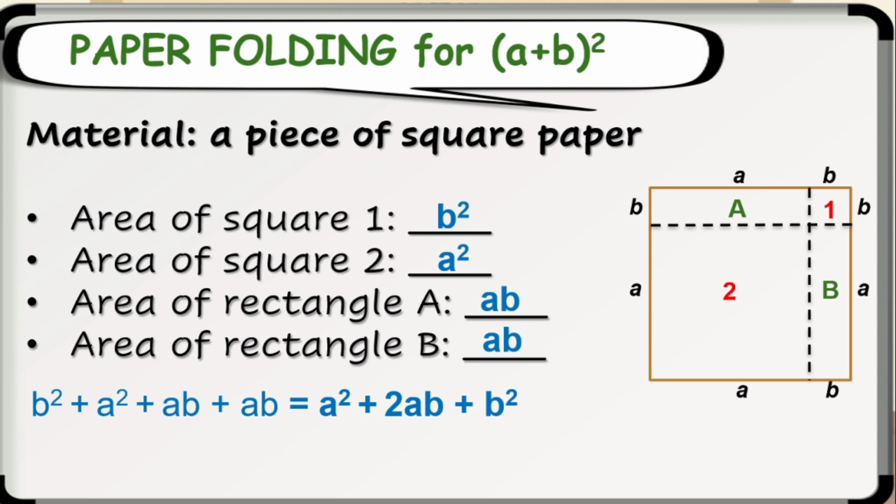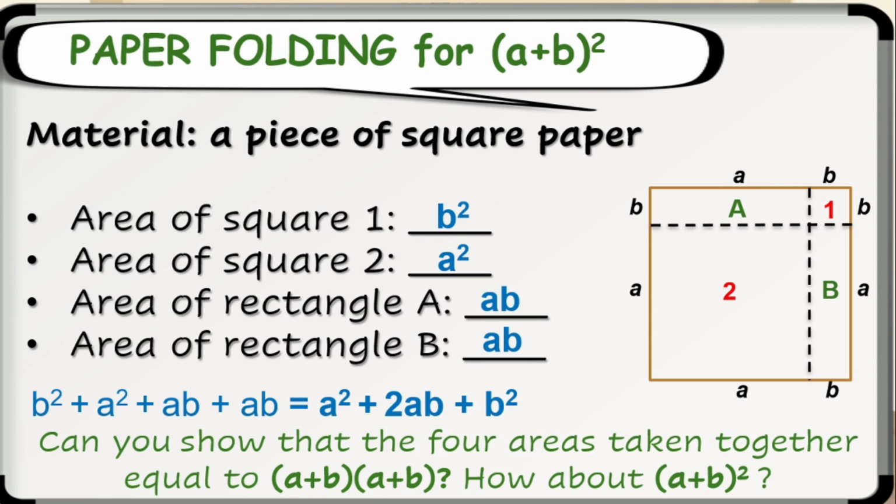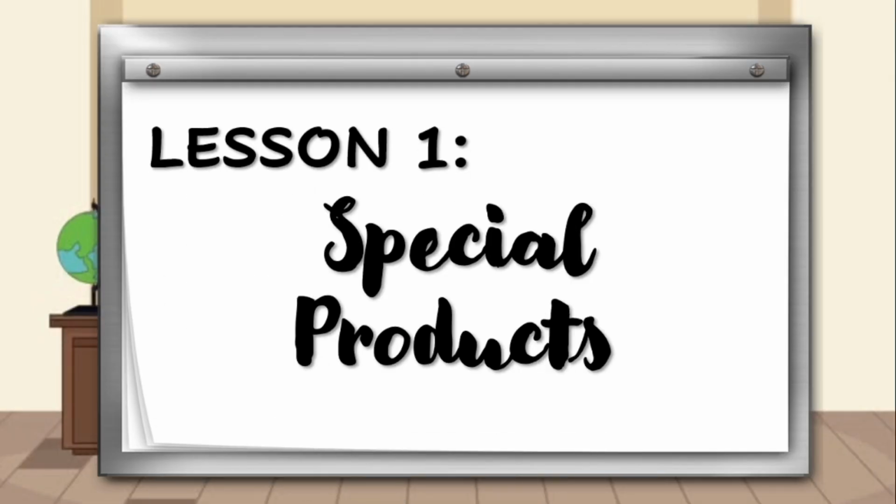And lastly, can you show that the four areas taken together equal to the quantity of a plus b times the quantity of a plus b? How about the quantity of a plus b raised to 2? That's what we're going to talk about in our discussion for today, which is Special products.